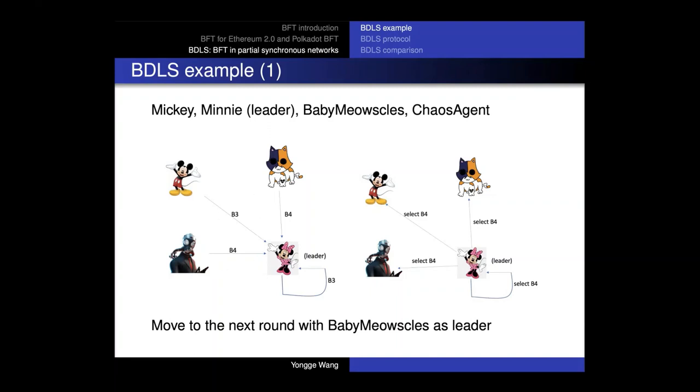In the first round, assume that Mini is the leader. We have leader rotation. Everyone will send Mini what kind of block they have. Baby Master said, okay, I have B4. Mickey said, I have B3. The chaos agent said, I have B4. And leader Mini said, I have B3. B3 gets 2 votes, B4 gets 2 votes. That means there was no super majority. Mini said, okay, I cannot reach an agreement. I cannot make a decision on the consensus.